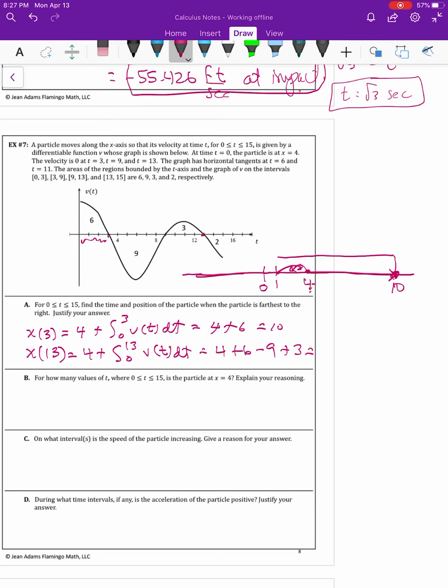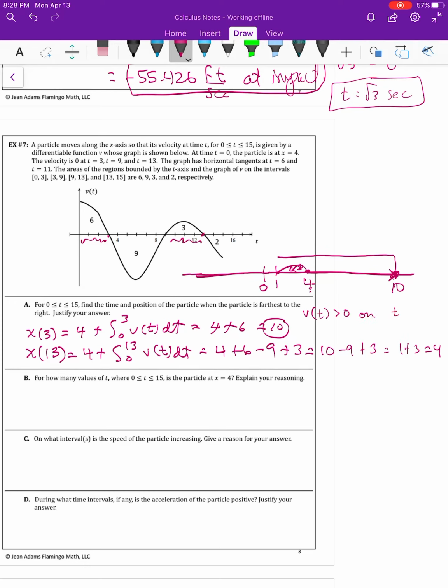Because I was thinking, well, those last ones, it's going to move further to the left. So if I just look here, that takes into account my 6 and my 3. Yeah, it lost 9 before that, but let's at least take into account all of that. And so you've got 10 minus 9 plus 3. So 1 plus 3 is 4. So I know that then the furthest it was to the right was when it was at t equals 3.